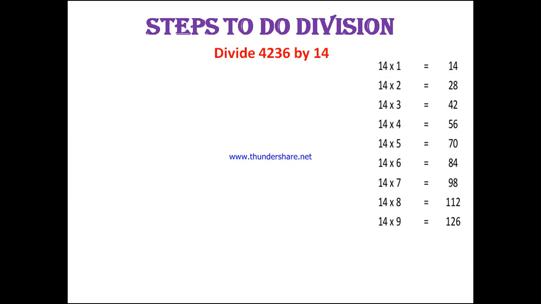So here, 14 only, so let's write the 14 table till 9 counts, enough. Then this dividend, 4236, is going to be divided by 14 equally. So let's take 4236 as the dividend. It's the dividend and 14 is the divisor. So we have written the table here.